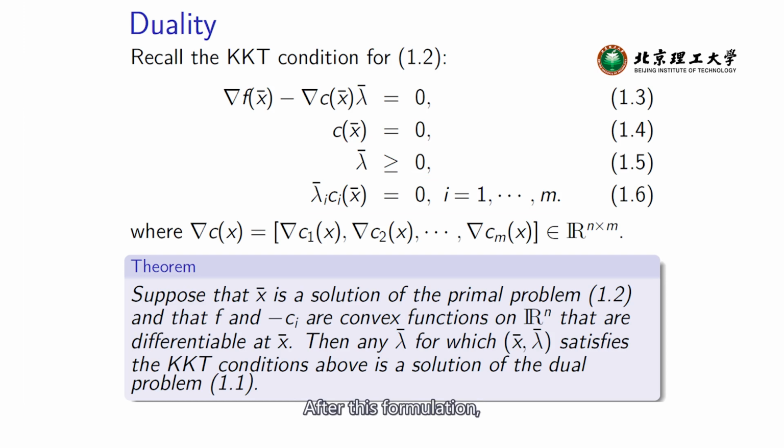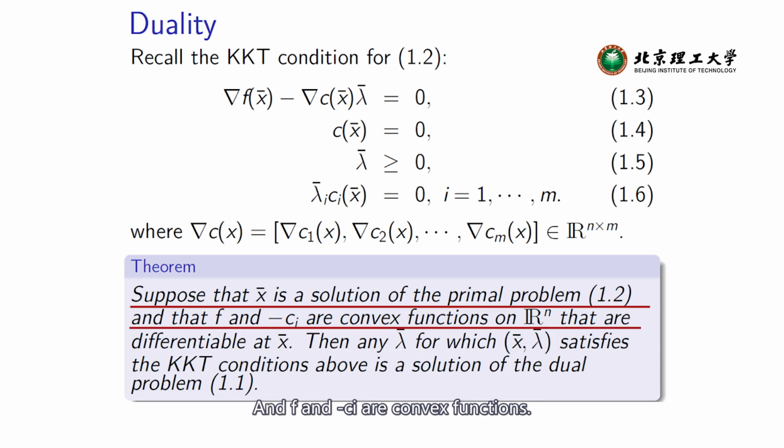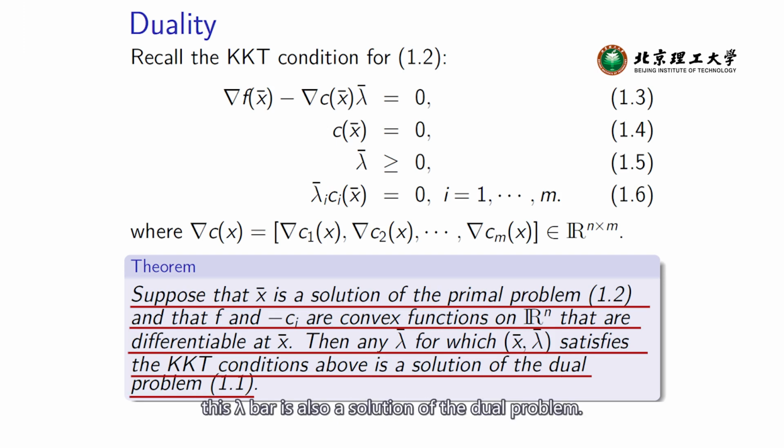And after this formulation, then we can see the following strong duality theorem. So let's take a detailed look at what this theorem says. So we suppose that x bar is a solution of the primal problem, and f and minus ci are convex functions. So this basically means that we are considering a convex optimization problem. Assume further that the function and the constraints, they are all differentiable at this optimal solution x bar. Then for any lambda bar which satisfy the KKT conditions, we can have the result that this lambda bar is also a solution of the dual problem.